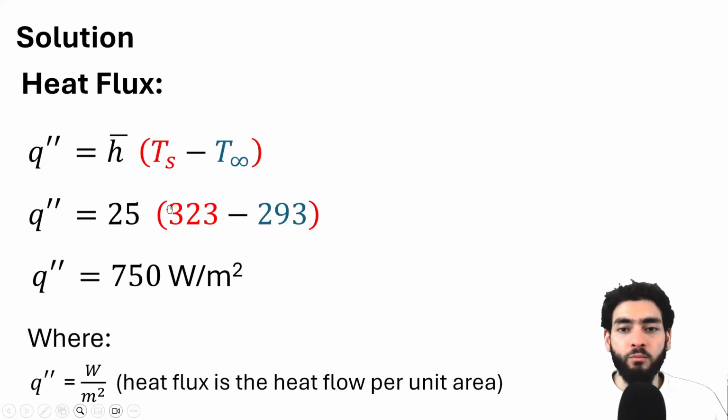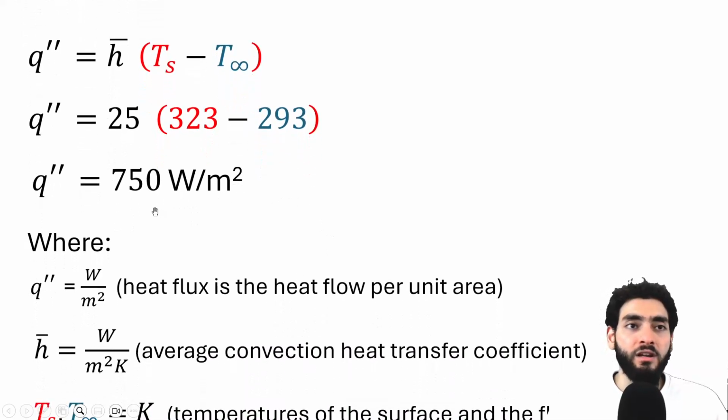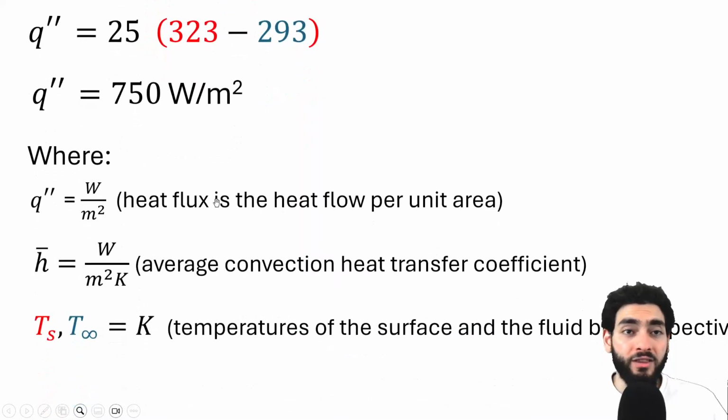And we multiply that with the surface temperature of 50 degrees Celsius, so that's 323 Kelvin, minus the temperature of the air, which is 20 degrees Celsius, so that's 293 Kelvin. And if you do the math, that ends up being 750 watts of heat being transferred per meter squared of the tank. Now, that is a lot.